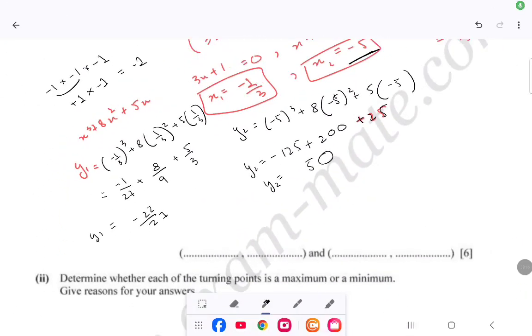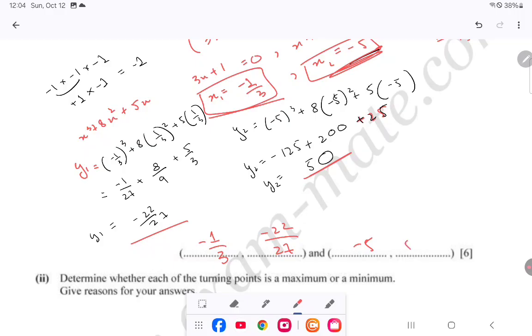Simply put the values. First we calculated our x1, which is here, negative of 1 over 3, and y1 of negative of 22 over 27. For the x2 and y2, x2 is right here, which is negative of 5, and y2 is right here, which is 50. This is our x1 comma y1. This is our x2 comma y2.